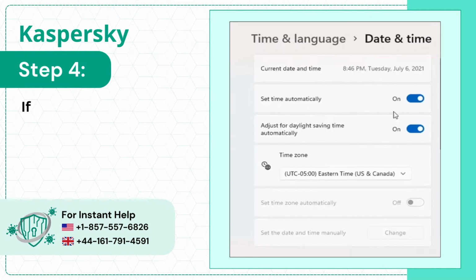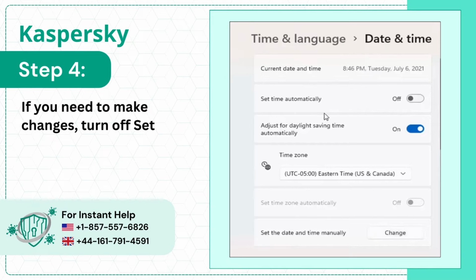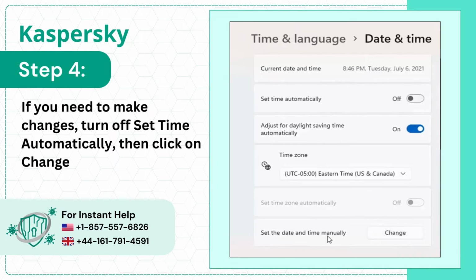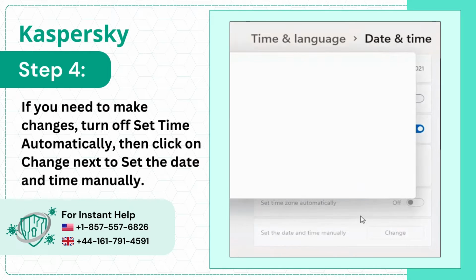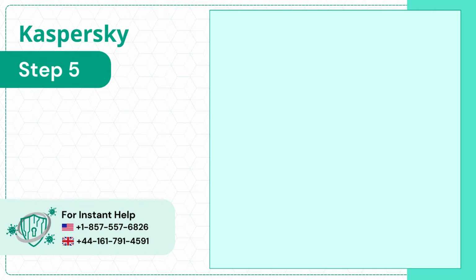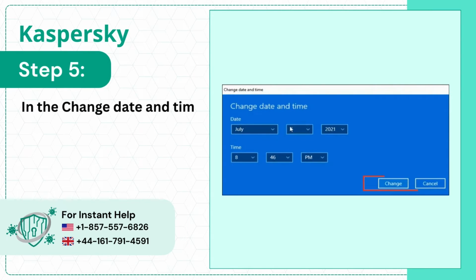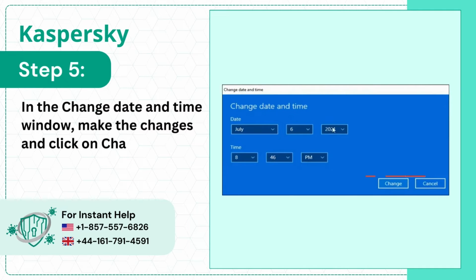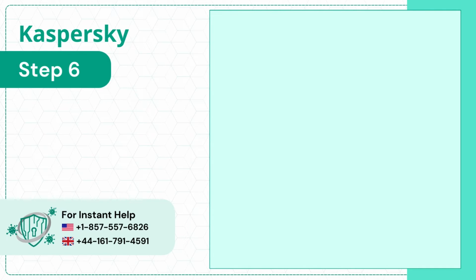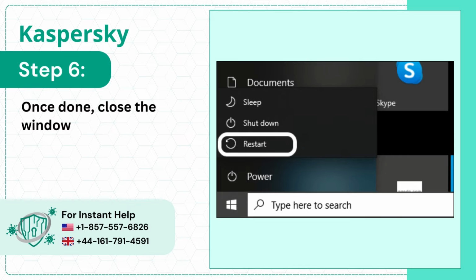Step 4. If you need to make changes, turn off Set Time automatically, then click on Change next to set the date and time manually. Step 5. In the Change Date and Time window, make the changes and click on Change. Step 6. Once done, close the window and restart the computer.